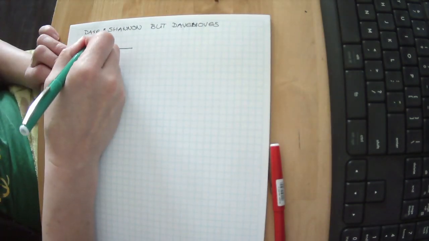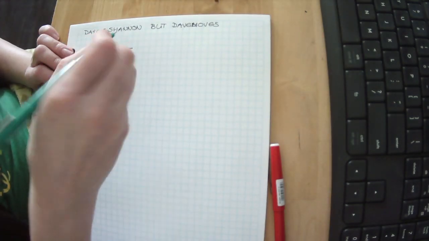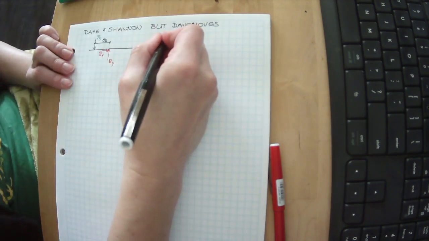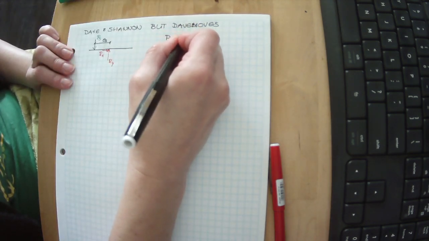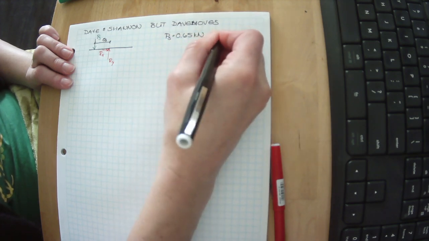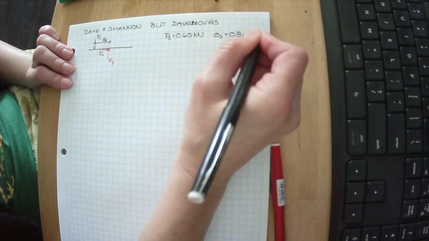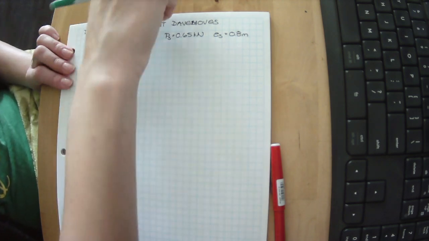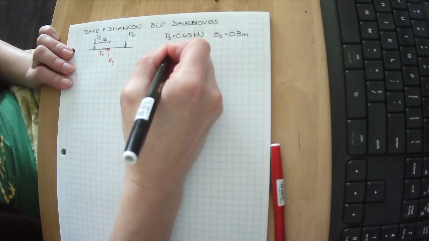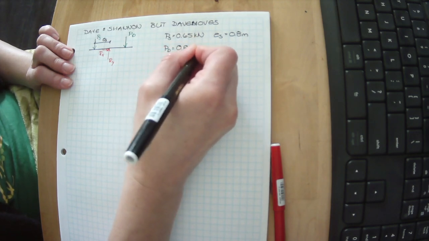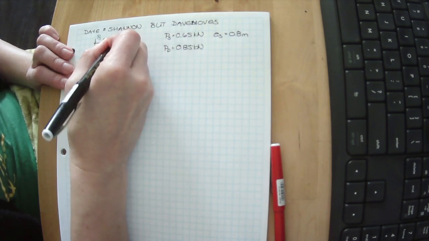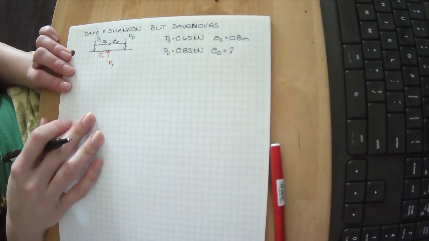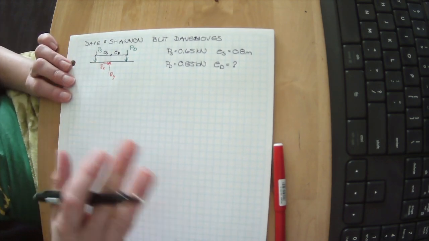We also know that we have Shannon sitting here, and Shannon's eccentricity away, but we know that PS is 0.65 kilonewtons, and that the E of Shannon is 0.8 meters. We know Dave is sitting here. We know that P Dave is 0.85 kilonewtons. And we know Dave is sitting some distance away. But we don't know what Dave's eccentricity is.